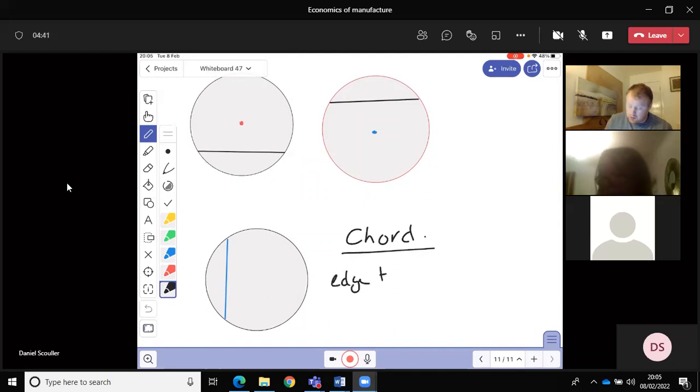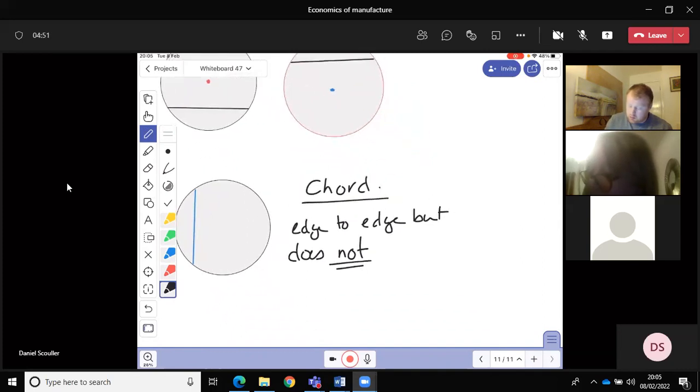Edge to edge, but does not go through the center.